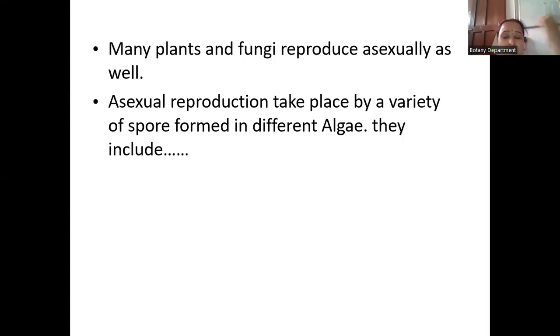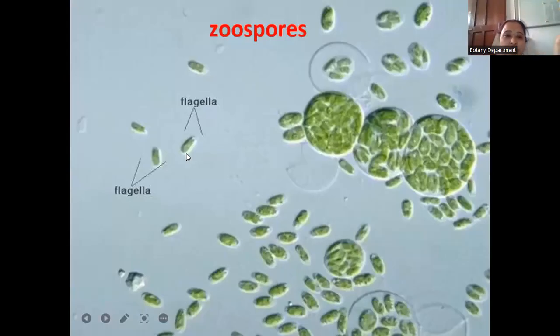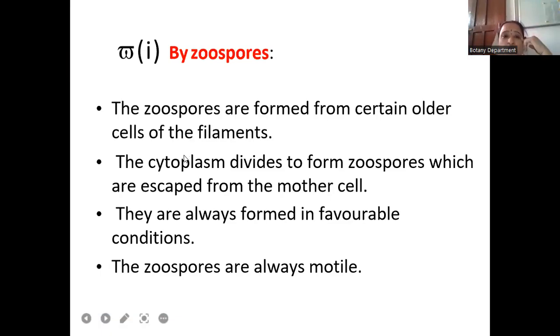Asexual reproduction takes place by a variety of spores. In the algae, a minimum of 10 or 12 spores are produced in asexual reproduction. The first spore is called zoospores. Zoospores, aplanospores, autospores, endospores, exospores, like that. Many spores, but examples are most important. Zoospores are formed from certain older cells of the filament. How does the older cell convert to a zoospore? By cytoplasmic division, after which it forms the zoospore, which escapes from the mother cell.